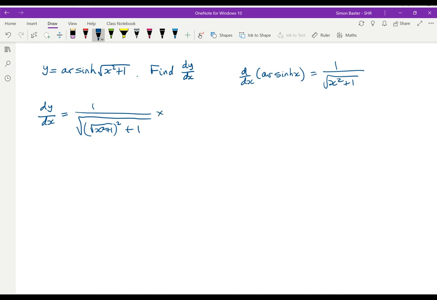Now we have to differentiate root x squared plus 1. A half x squared plus 1 to the minus a half times 2x. And so in this case, dy by dx is going to be, the 2's cancel, the x stays on the top, and on the bottom, if I square root x squared plus 1, I get x squared plus 1 squared plus 1 is x squared plus 2, and here I've got root x squared plus 1. So this is going to be root x squared plus 2 times root x squared plus 1.